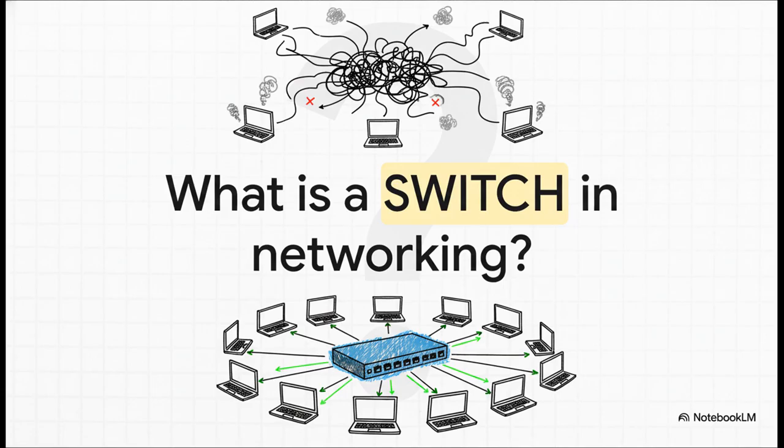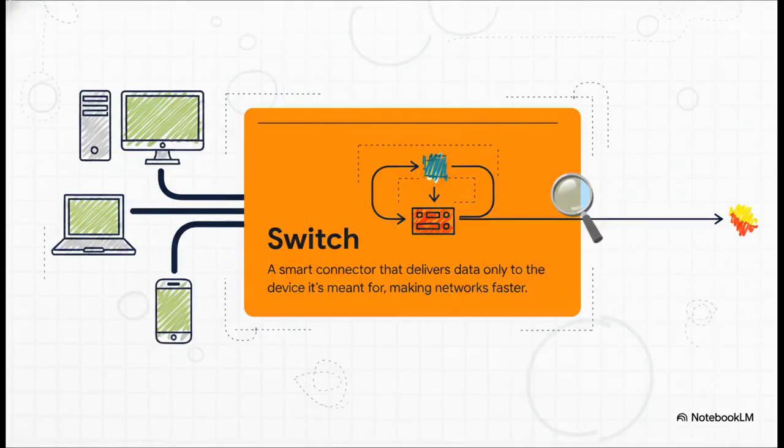All right, so if the hub is the noisy, inefficient town crier of the networking world, what's the smarter, more modern way to do things? That brings us to the device that runs pretty much every local network today, the switch. So what is it, and what makes it so different? A switch is the intelligent evolution of the hub. From the outside, it looks almost the same, just a box with a bunch of ports, but on the inside, it's a total genius. It actually learns the unique address of every single device plugged into it. So when data comes in, the switch just looks at the destination and sends that data only to the one port where the intended recipient is.